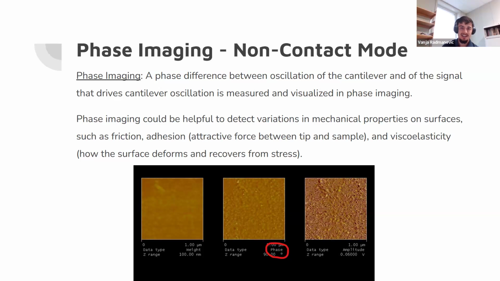Now, the middle one, the phase map, that we're going to focus on is particularly interesting because of how phase imaging works. There's a signal that's driving the oscillation of the cantilever, and then there's the actual oscillation of the cantilever. If the tip is oscillating in open space or on a completely uniform surface, there will be no difference between the signal that's driving the movement and the actual movement. But on surfaces that are not uniform, if there's a difference in the mechanical properties of different regions, where some regions are harder or rougher or softer, then the actual oscillation of the cantilever won't match the driving signal, and this phase difference is captured in phase imaging and used to generate the image.